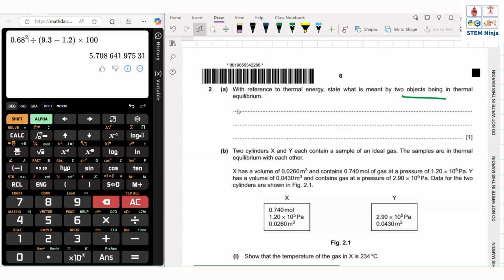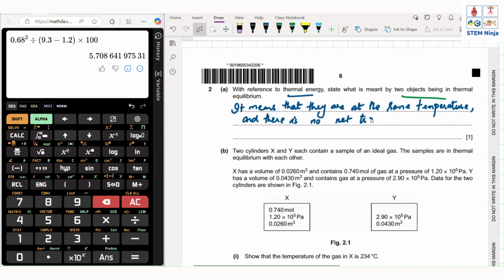So it means that they are at the same temperature. And since they said thermal energy, we will replace heat with thermal energy. And there is no net transfer of thermal energy between them.